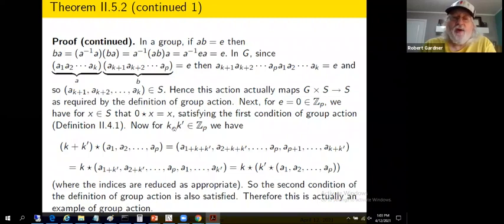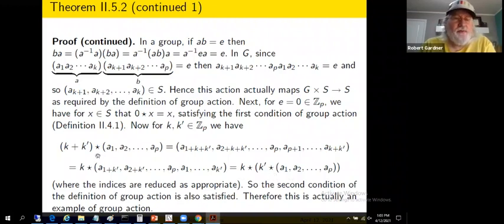Secondly, what if we take two group elements? Let's take K and K prime in Z sub P. I know, K bar and K prime bar, but take two elements of Z sub P. We need to show the binary operation, which is addition in Z sub P, of those two elements acts on a p-tuple to give K prime acting on the p-tuple followed by K acting on the p-tuple.